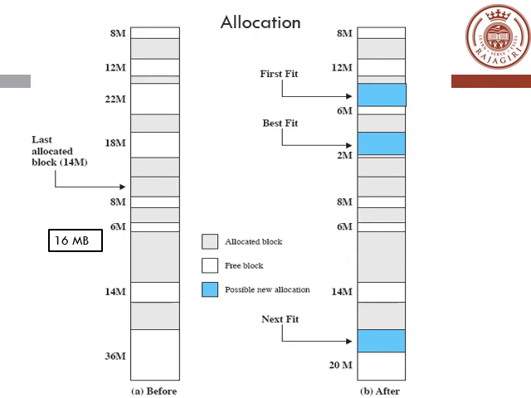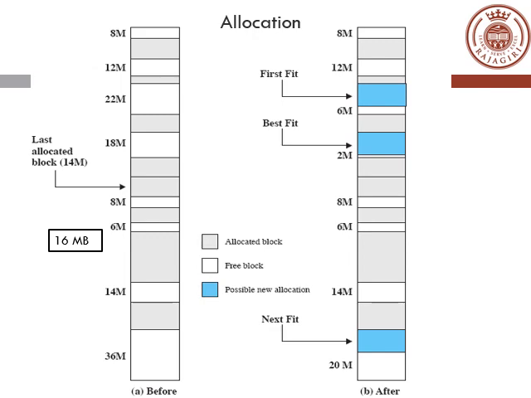Now, a new process of 16 megabytes, shown as the white box on the left, comes in, which needs to be allocated next. The figure on the right shows the difference between the best fit, first fit, and next fit placement algorithms in satisfying the 16 megabyte allocation request. The blocks shown in blue are the possible locations which may be assigned to the incoming 16 megabyte process.